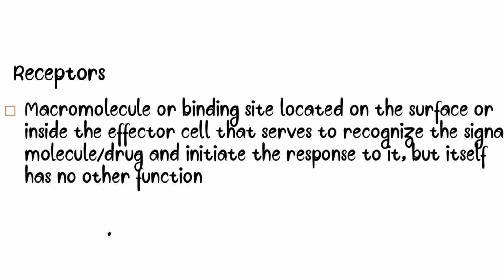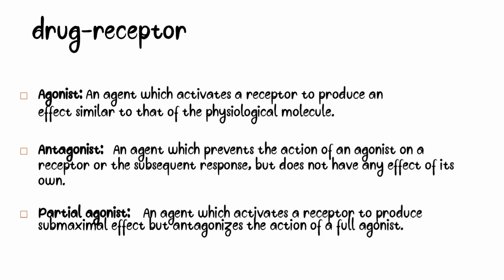Drug receptor interactions can be classified into agonists, antagonists, and partial agonists. An agonist is an agent which activates the receptors and produces an effect similar to that of the physiological molecule, whereas an antagonist prevents the action of the agonist on the receptors or the subsequent response, but does not have any effect on its own.